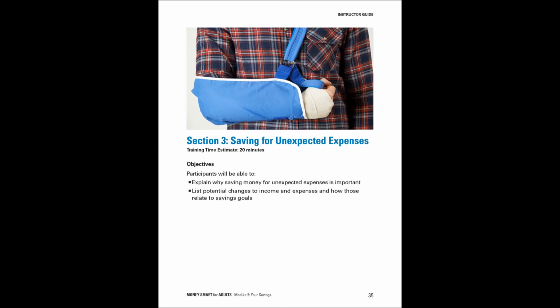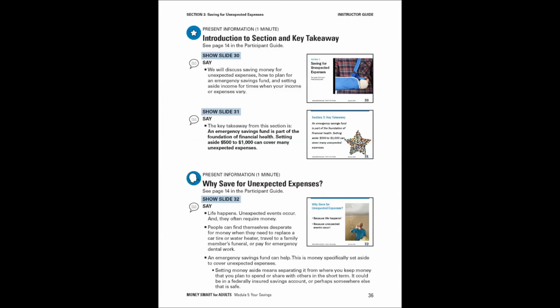Section 3, Saving for Unexpected Expenses. During this section, your objectives are that participants will be able to explain why saving money for unexpected expenses is important and to list potential changes to income and expenses and how those relate to savings goals. You'll begin by introducing the section and the key takeaway.